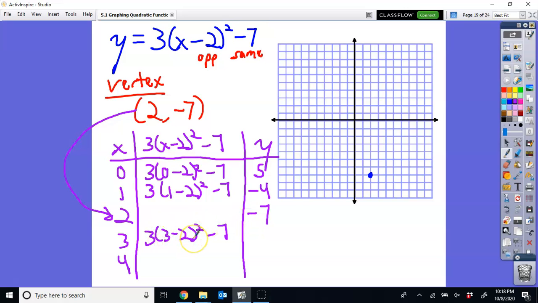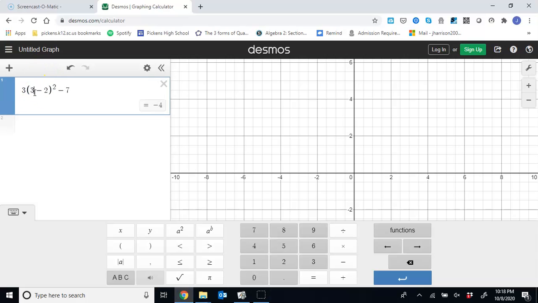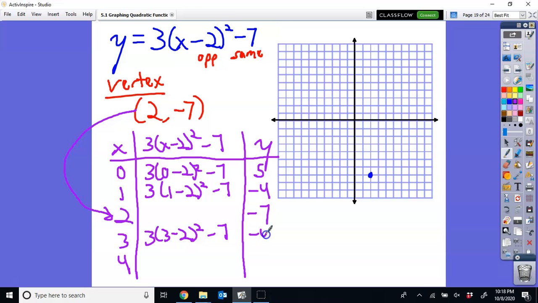And if you did this one, and I'll just go ahead and show you on this one, if you did the 3 and plugged in 3, you're going to get -4 again, because that's on the other side of the vertex. And remember what we said, because this vertex is a nice pretty number like 2, it's going to give me my 0, 5, then it's going to be 1, -4, 3, -4, because I already plugged in 2, -7, that's where my vertex is. And then this one is going to be 5 again, because it's going to be that mirror image whenever that middle number is nice. 4, 5.